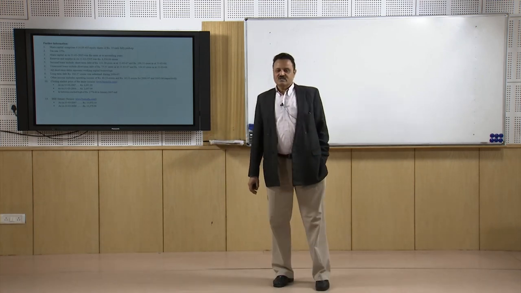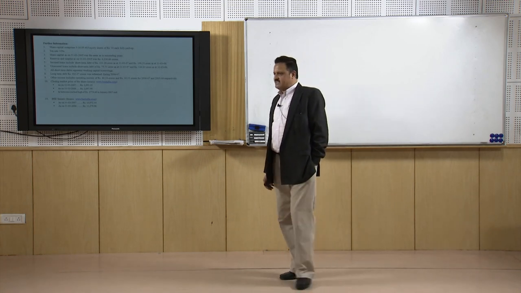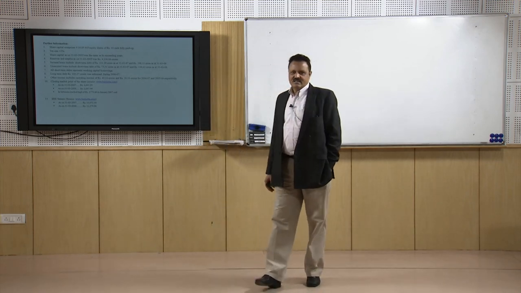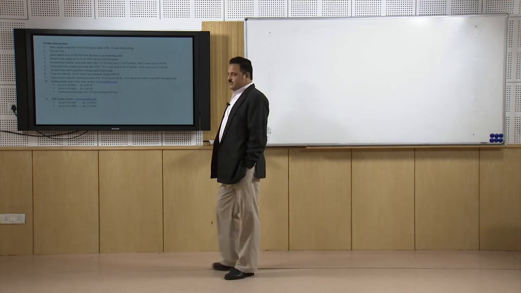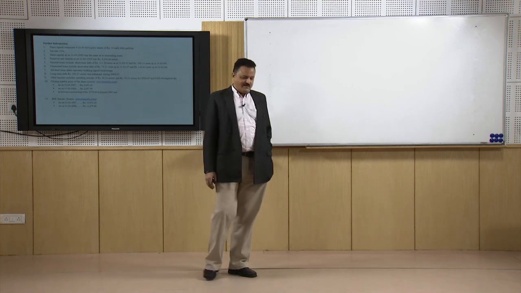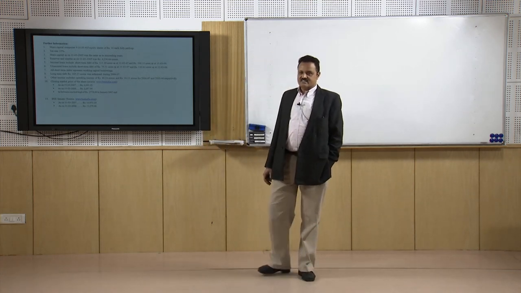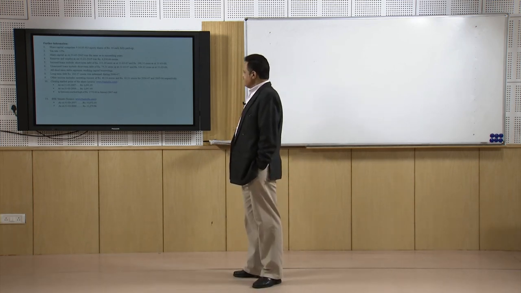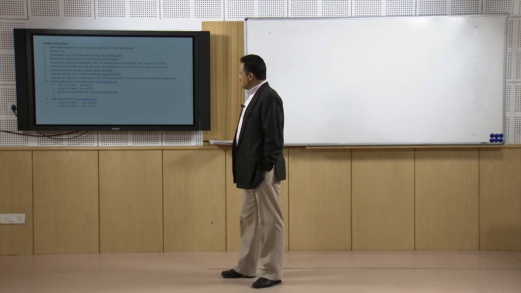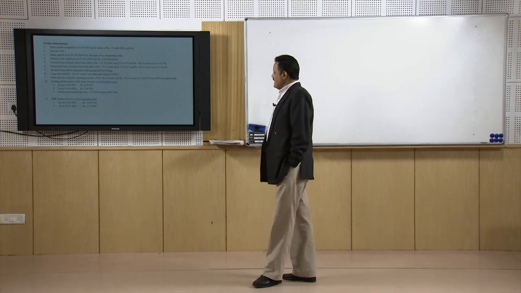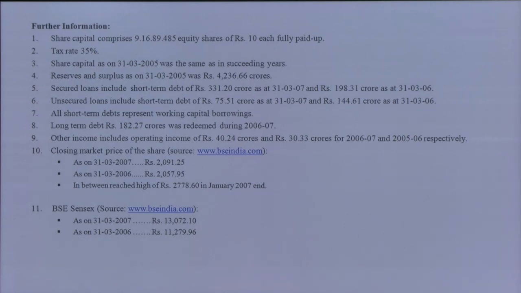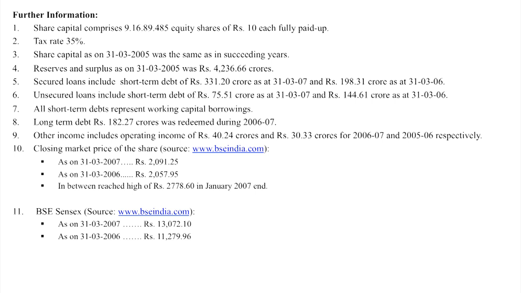So, look at that, how much surplus they have, how much profits they have, they are able to pay quite a good amount of the interest out of the profits, and interest payment is only possible if you have the liquidity. If you have a good amount of profits, you have sufficient cash available, liquid amount of cash available, then only the interest can be paid, and the loan part can be paid. So here if you look at the long term debt, 182.27 crores has been paid back. And then we talk about the other incomes that include operating income of 40.24 crores and 30.33 crores, which was in the 2 years.